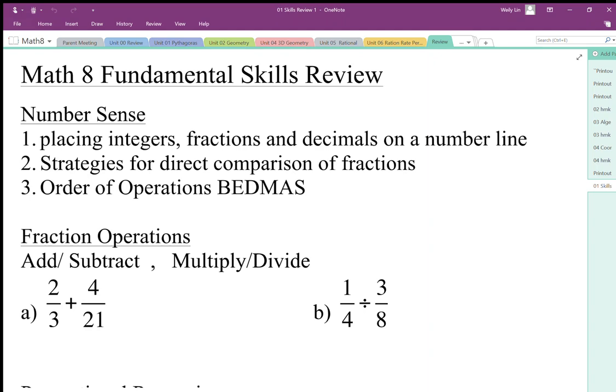Some of the main things that will be tested on the fundamental skills review will be things such as number sense, so placing numbers on a number line, whether they be integers, fractions, decimals, also square roots and cube roots, to be able to put those on a number line, so just having a sense of number. Strategies for comparing fractions, for example, getting a common denominator and comparing which fraction is bigger than the other, and also being able to apply order of operations or BEDMAS and being able to show your steps vertically when you're doing your calculations.